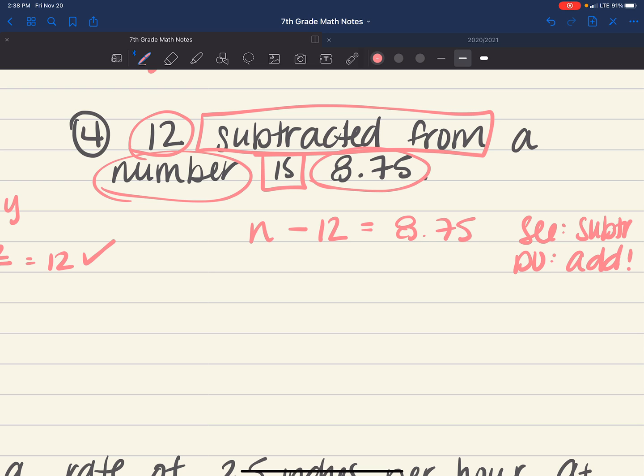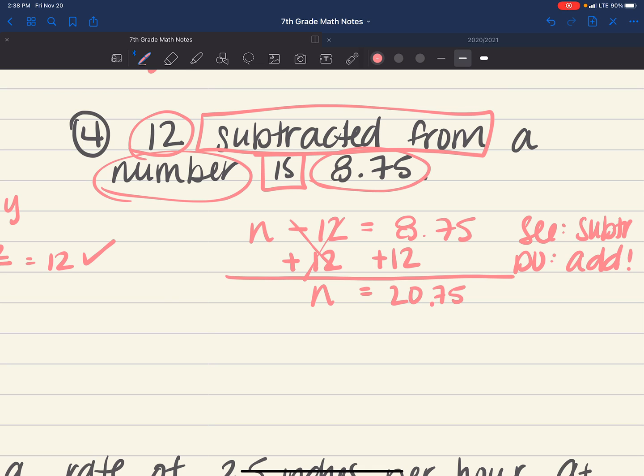So I'm going to add 12 to both sides. Negative 12 plus 12 is 0, cancels each other out. That's kind of the point of that. I'm going to bring down that variable, bring down my equal sign. And now I'm going to add 8.75 to 12, which actually comes out to 20.75.